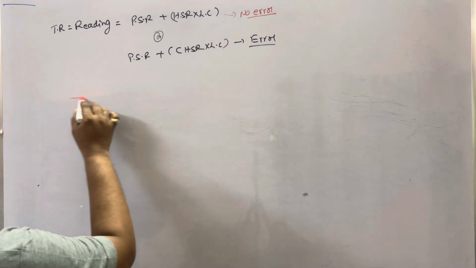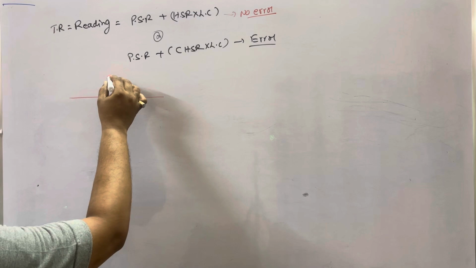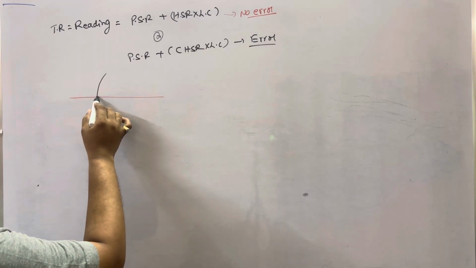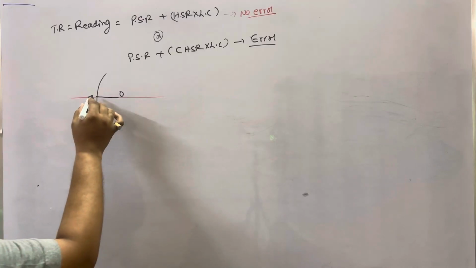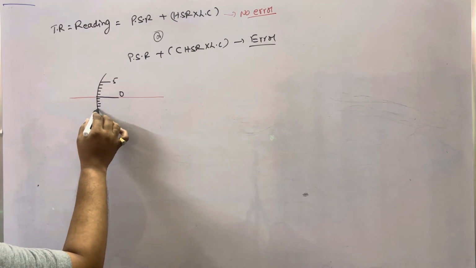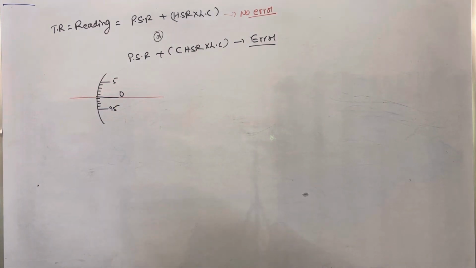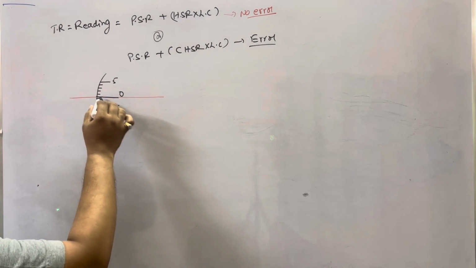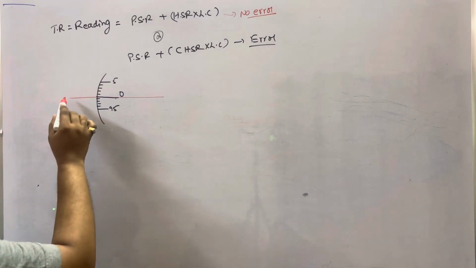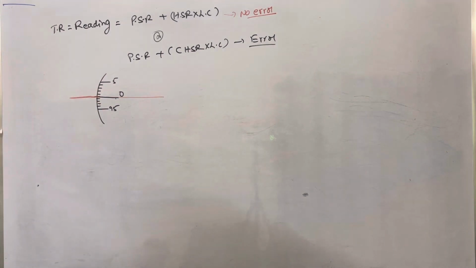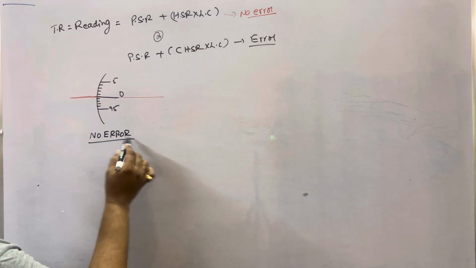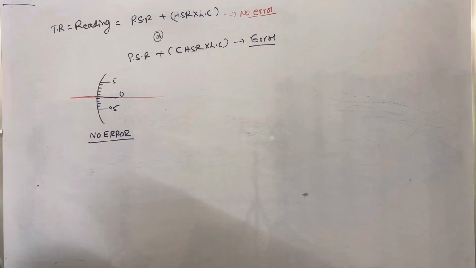In the previous class we talked about the index line on the pitch scale. This is the circular scale. On the circular scale you will have 0 to 100 like this, so values like this will be there. If 0 on the circular scale is coinciding with the horizontal index line, then this is called no error. So for that screw gauge, error is not there.